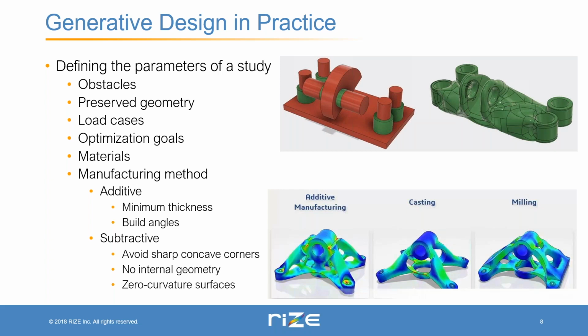Next, you can select the set of materials that you want to be considered. And finally, as I've mentioned a few times, you get a bit of control in some cases over the type of manufacturing constraints that you want to use. So if you choose to use additive manufacturing, it will actually include a few constraints.